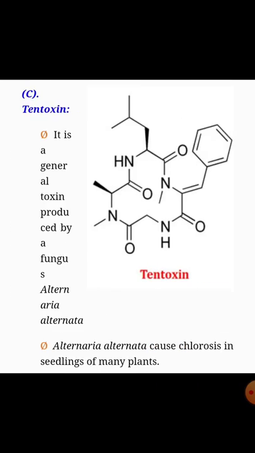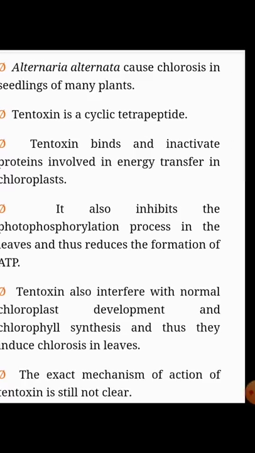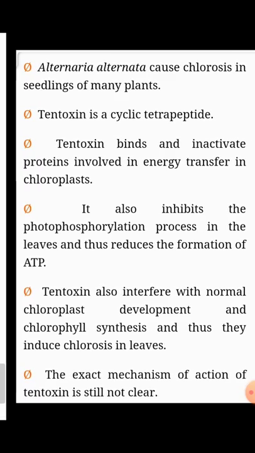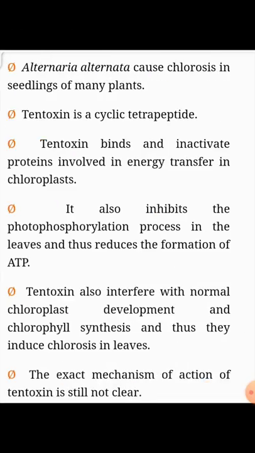So next, tentoxin also interferes with normal chloroplast development and chlorophyll synthesis and thus induces chlorosis in leaf. As I already told, chlorosis means yellowing of leaf when there is no proper development of chloroplast. So then there will be no photosynthesis or no formation of green leaves takes place, or existing leaves become decolorized, that is their color gets faint, or the leaf changes into yellow color. The exact mechanism of action of the tentoxin is still not clear.